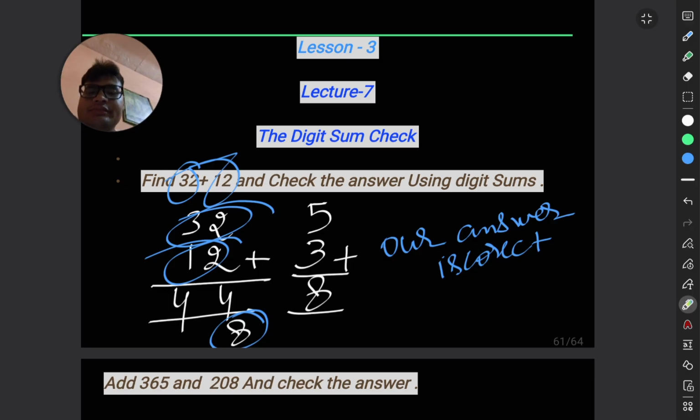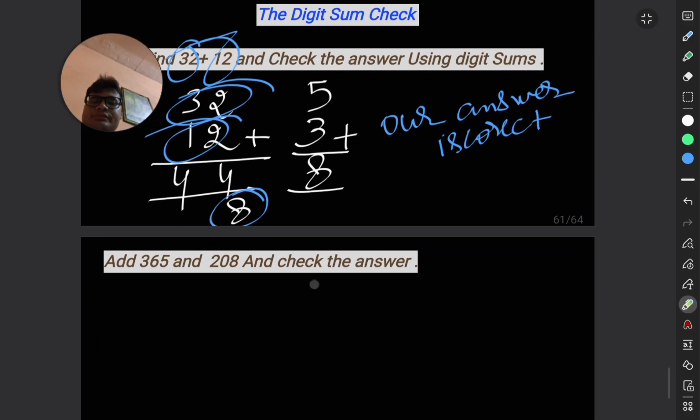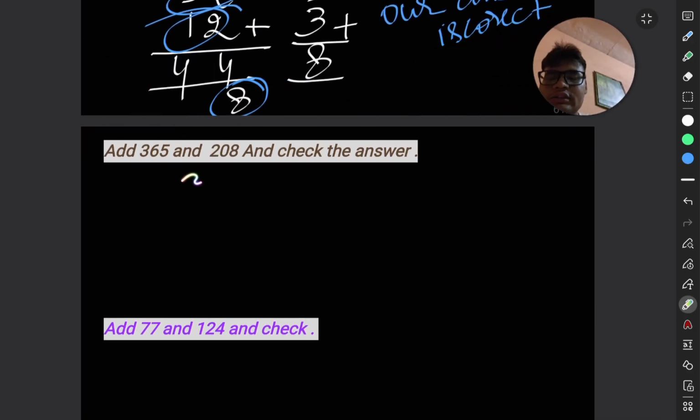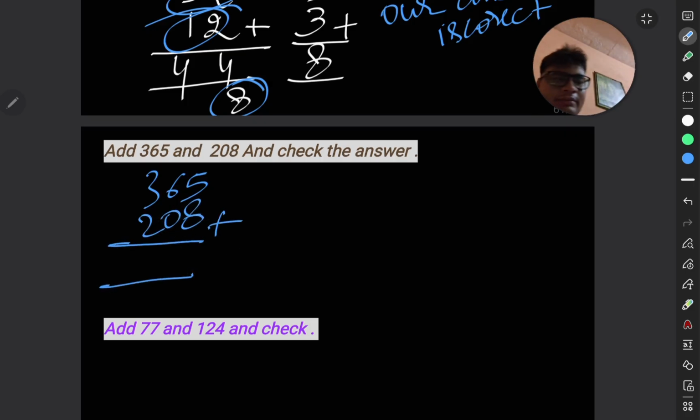Okay, this process. Now here is 365 and 208. We have to add these two numbers, and also check the answer. So first we will add these numbers, 365 and 208. These are the two numbers we have to add.